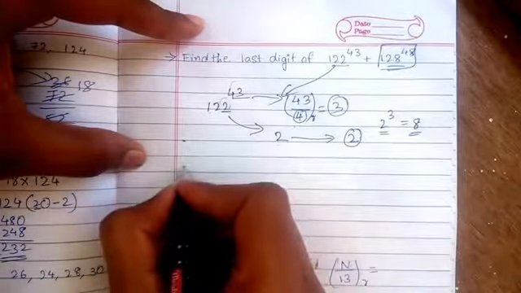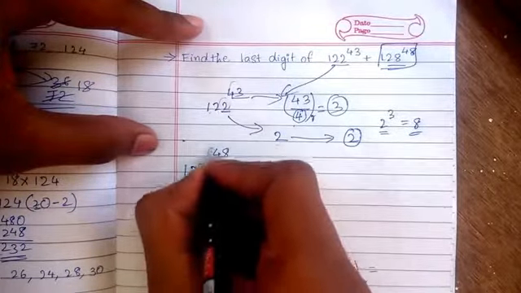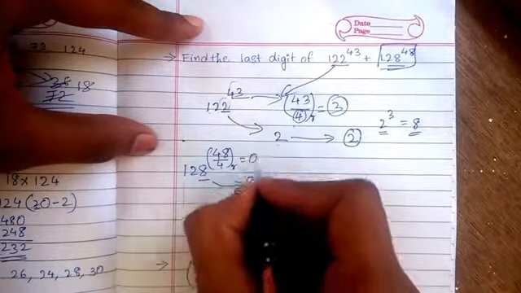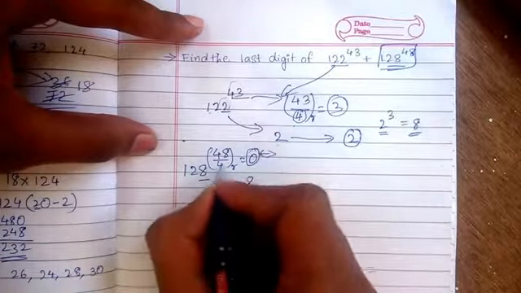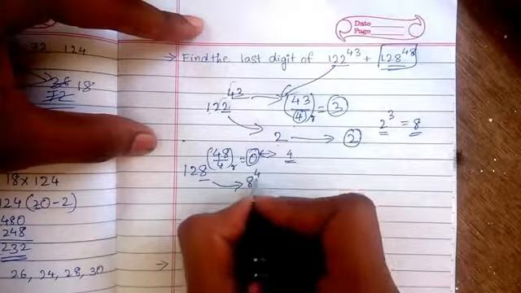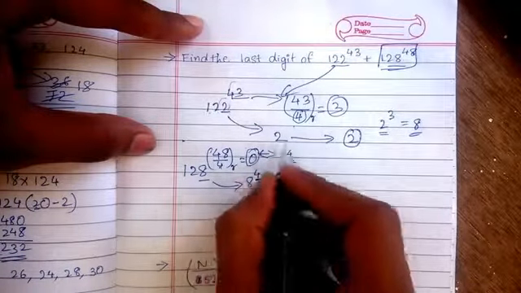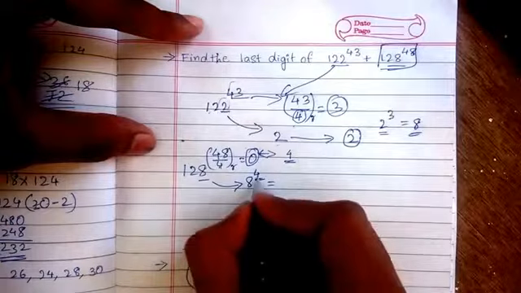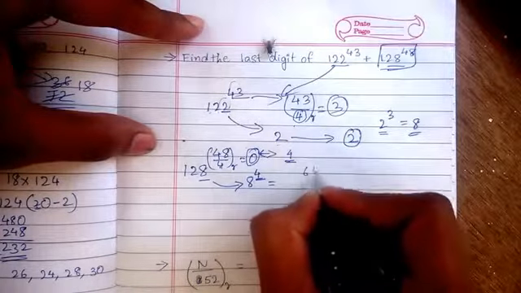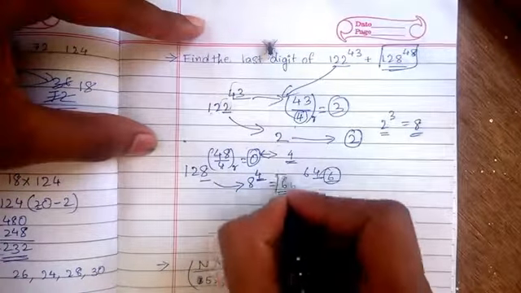128 power 48. So for 128 to the power 48, the power is divided by 4, the remainder is found, and the last place, 8, is taken forward. The remainder here is 0. Whenever we have a remainder 0 when divided by 4, it is the same as remainder 4. Always take the fourth power, do not take the power 0. Whenever you have 0, you have to replace it with 4. 8 power 4 ends with 8 square, which is 64, and 4 into 4 is 16, so it ends with 6. 8 power 4 ends with 6.